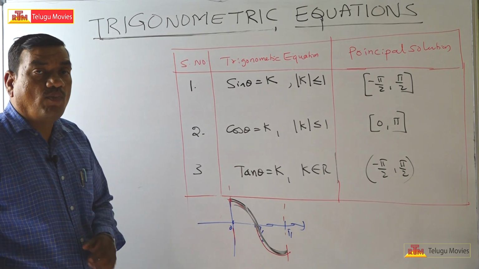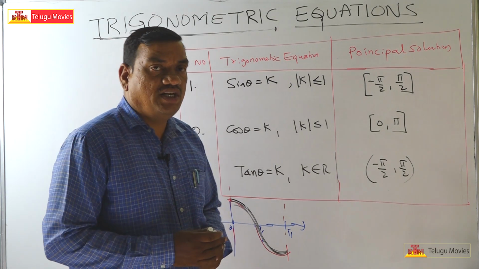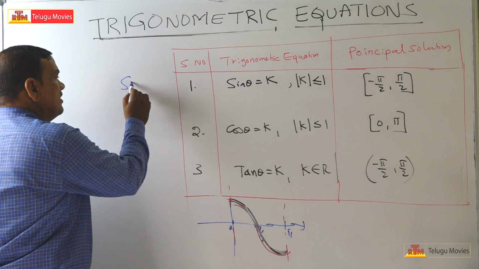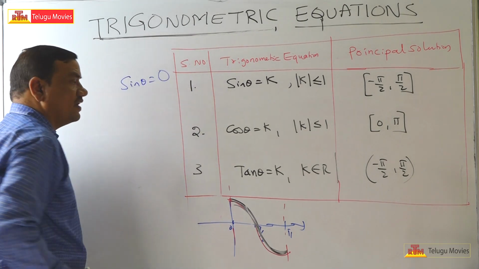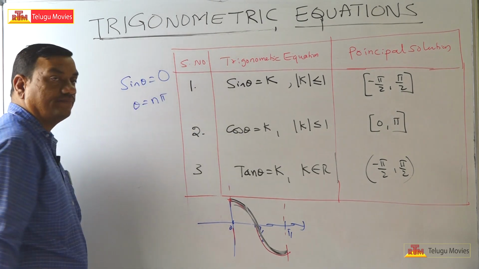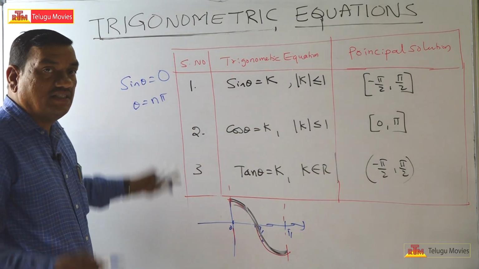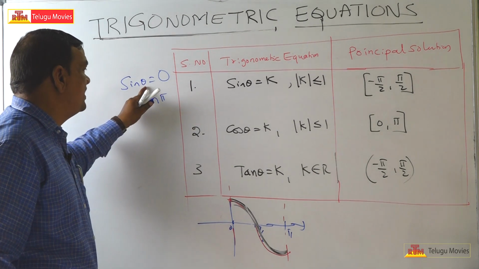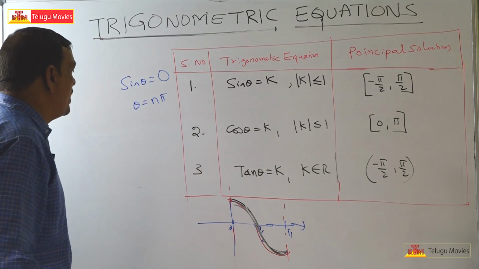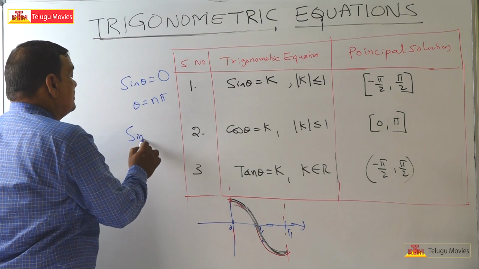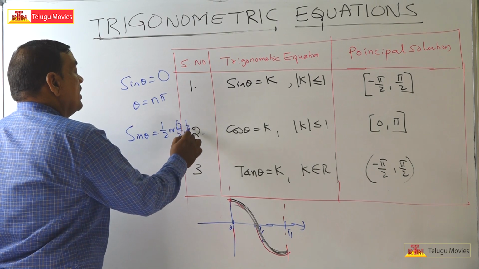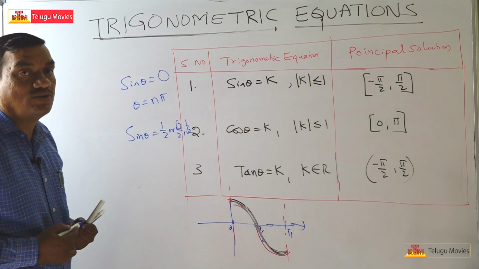Now, what we are going to see is, for example, if sin theta is equal to 0 is given, I have given the solution theta is equal to n pi. See here, theta is in radians. Be remember that sin theta is equal to 0 where theta is in radians, not in degrees. But if it is sin theta is equal to 1 by 2 or root 3 by 2 or 1 by root 2, what is the general solution?